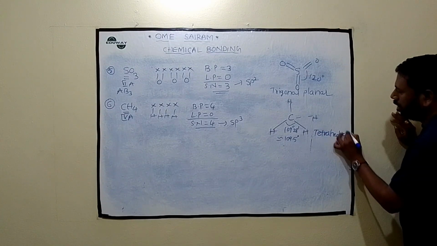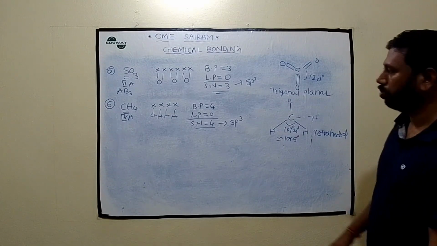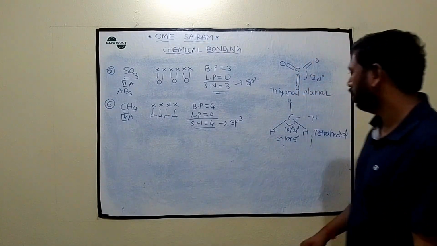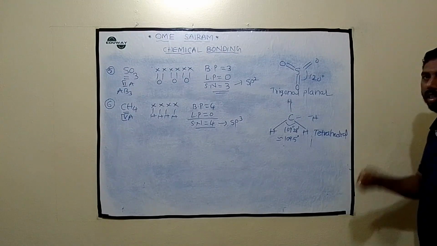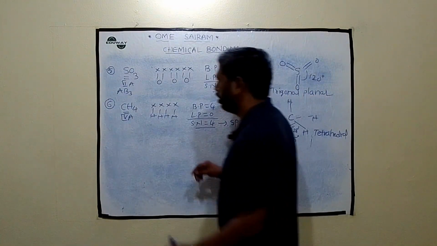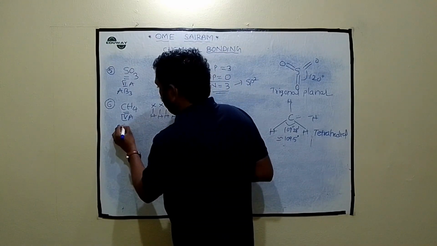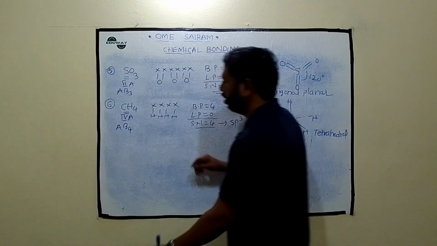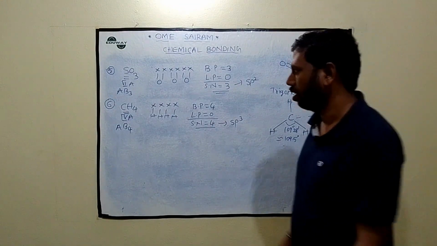If any molecule has 4 bond pairs and 0 lone pairs, the molecule should be in tetrahedral shape and the bond angle is 109 degrees 28 minutes. And the hybridization is sp3 hybridization. It belongs to AB4 type molecule.